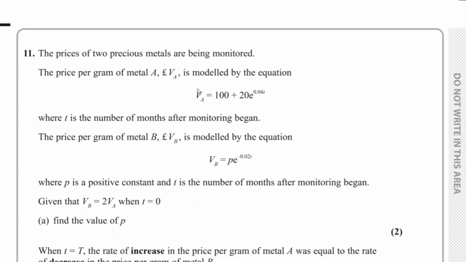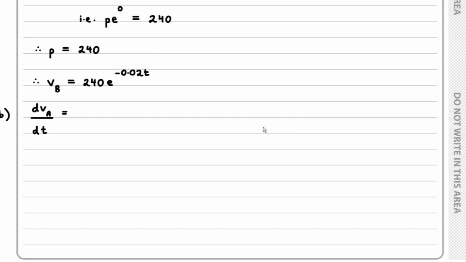To begin with, we are required to differentiate VA with respect to t. So differentiating 100 we get 0, and differentiating 20e to the 0.04t, we end up with 0.8e to the 0.04t, which means dVA over dt is 0.8e to the 0.04t.